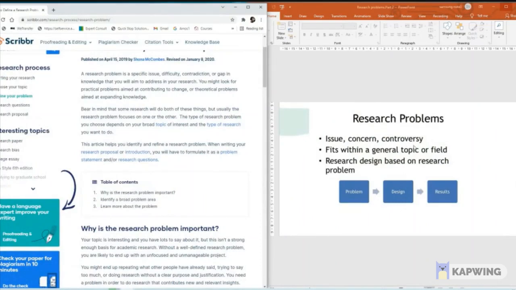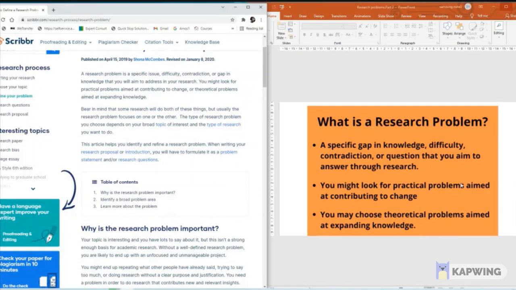Research problem is where we identify the issues, concern, controversy. Basically, you are looking at all the negative statements which are related to your research topic, making sure that it is related so that it will not go out of the topic. Based on the research problem only, you will be able to develop the research framework, and then the research design, and based on that, you are able to come up with the result which solves the research problem.